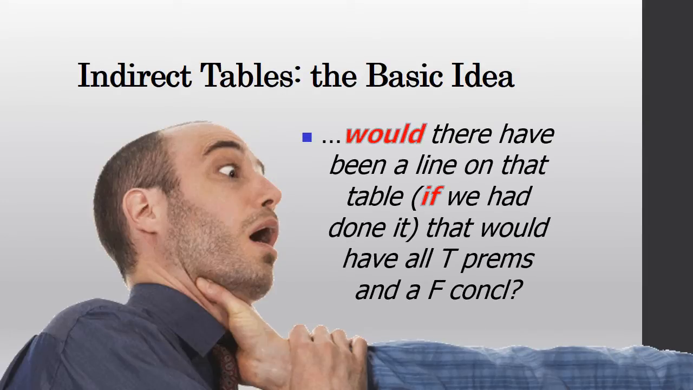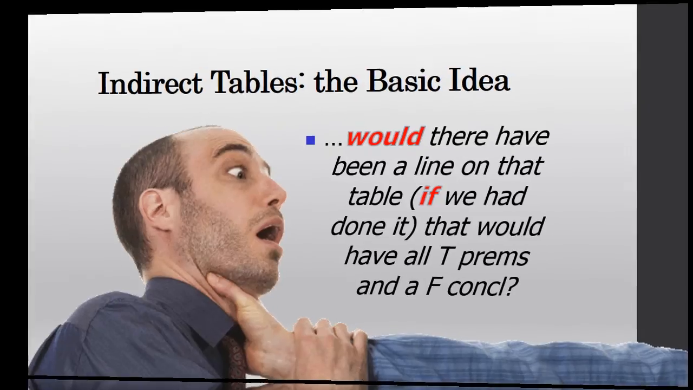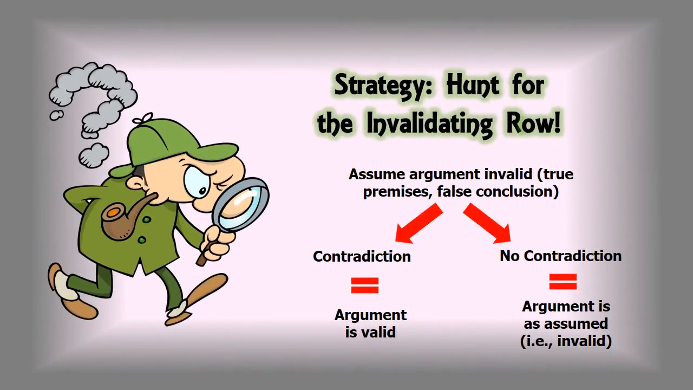So, would there have been a line on that table, if we had done the entire thing, that would have had all true premises and a false conclusion? Now, the strategy is going to be this: hunt for the invalidating row. I want you to assume the argument is invalid, and if you are led to a contradiction, then the argument was obviously not invalid. It was a valid argument.